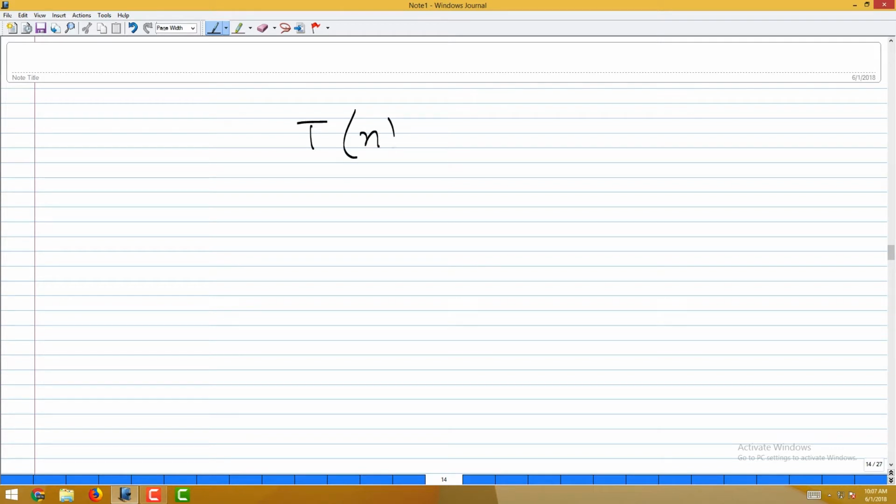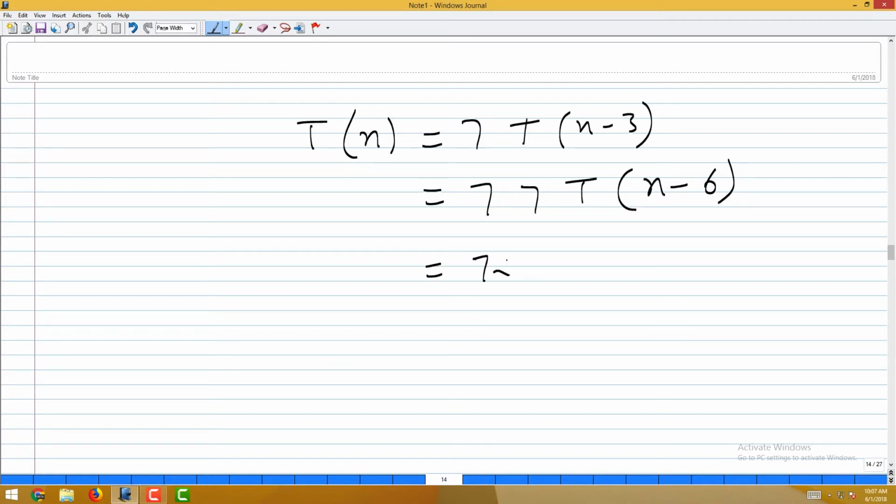So, suppose I do not have the 7 times T of n minus 3. This would be 7 times T of n minus 6. Finally, I hit when there are like 1 variable, 2 variables, and quickly solve them. How many 7s will I have? N by 3, right? Because each time n goes down by 3. So, 7 power n by 3.